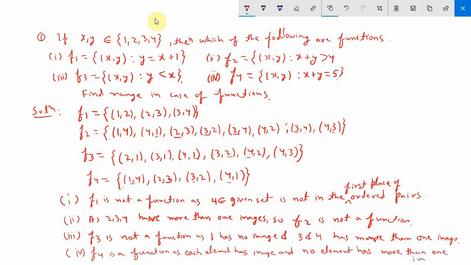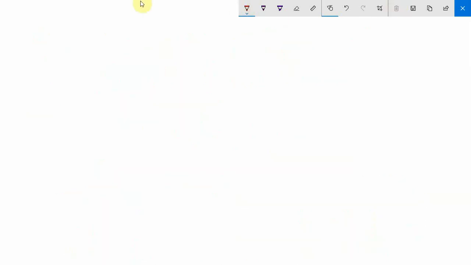Okay, so we can say that F1, F2, and F3 are not functions and only F4 is a function. Okay, friends, so let me clean this. Next, we will see function as correspondence.